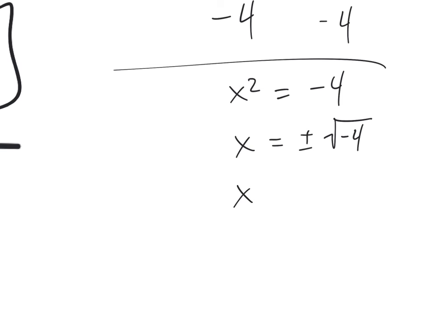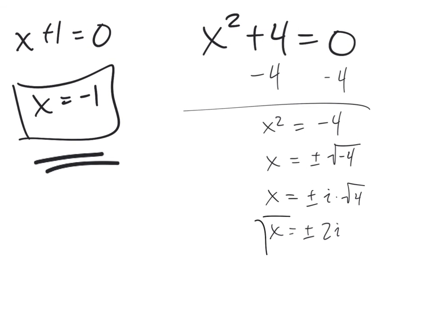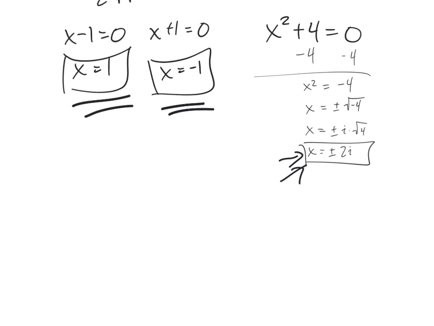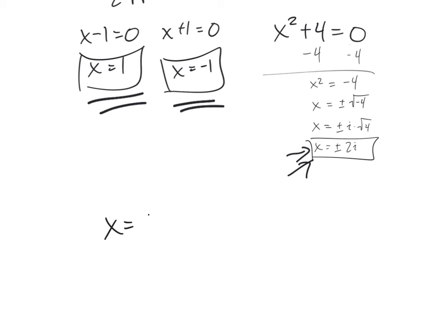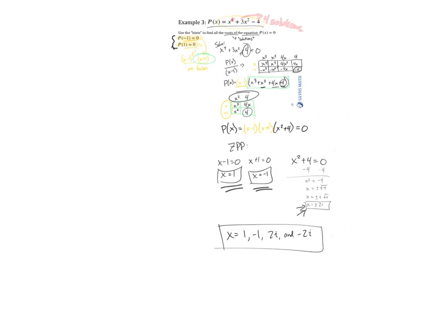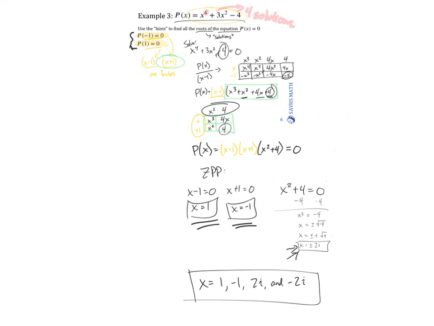Okay, x is equal to plus or minus i times the square root of 4. What's the square root of 4? The square root of 4 is 2, so I can say x equals plus or minus 2i. So what are my 4 solutions? I know it looks like I only have 3 boxes, but there are 2 solutions here. There's a positive and a negative. So I suppose at the very end of the problem, I should say x is equal to 1, negative 1, 2i, and negative 2i. There's my 4 solutions, the long list, and I'm going to just kind of zoom out so that you can see all of the work that we did.